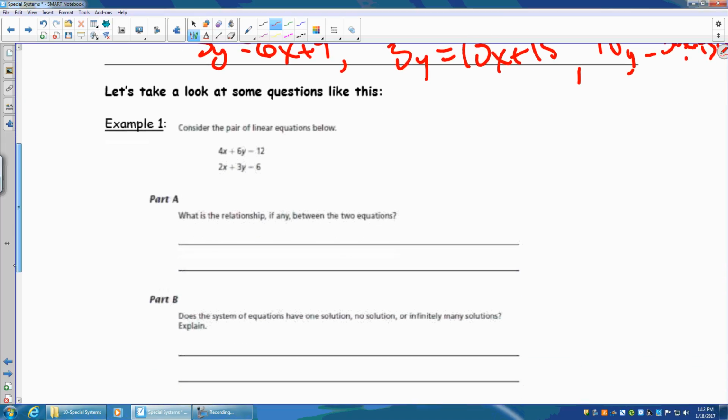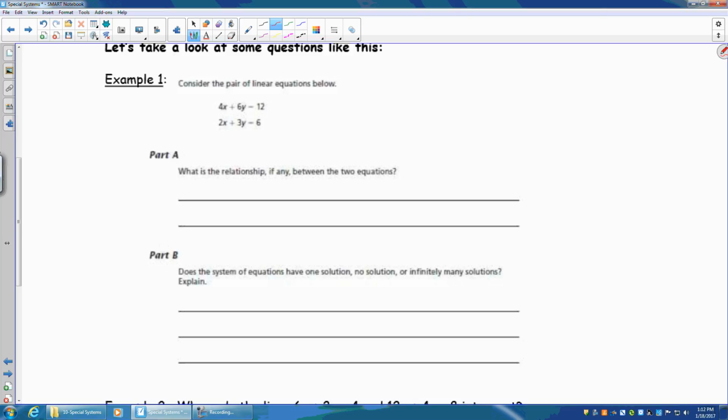So let's take a look at some questions like this that I've seen in the past. So this first one right here is, consider the pair of equations. What is the relationship, if any, between the two equations? So hopefully everyone can see that the bottom one is just the top one, but everything is halved. Or you could just double the bottom one, right? So what's the relationship? Either one of those things that I said, you could multiply the bottom one by 2. Okay, something like that.